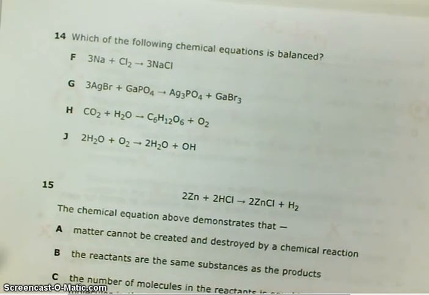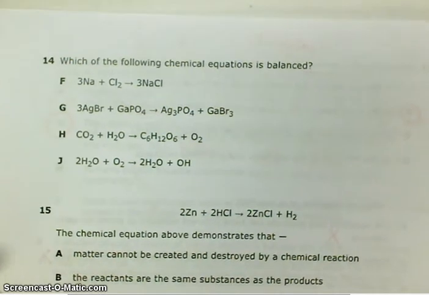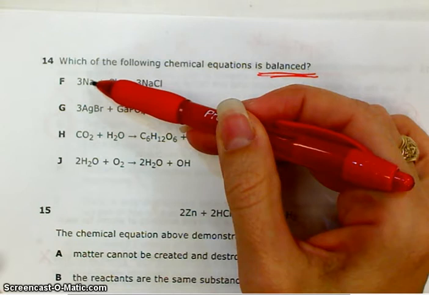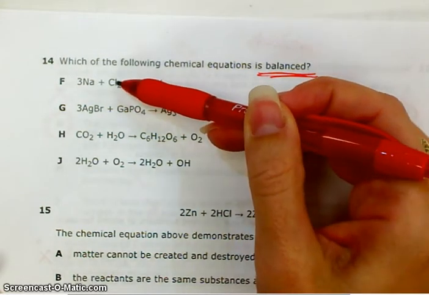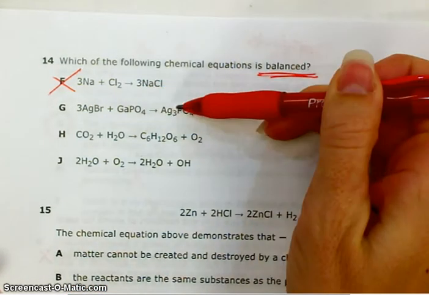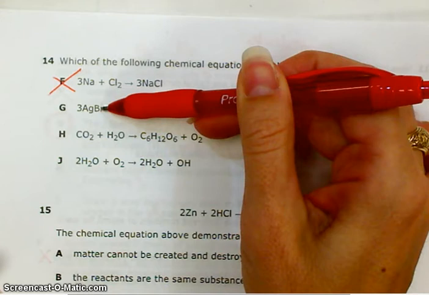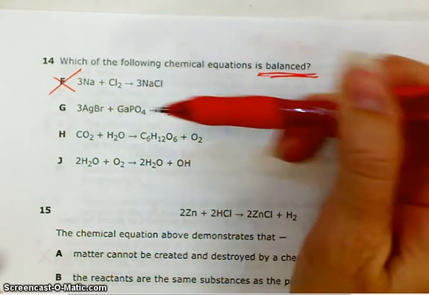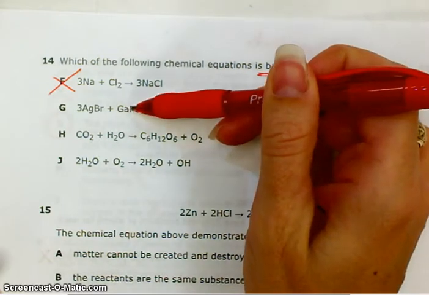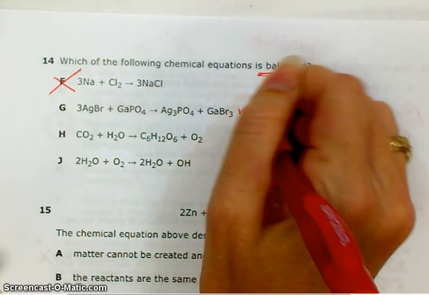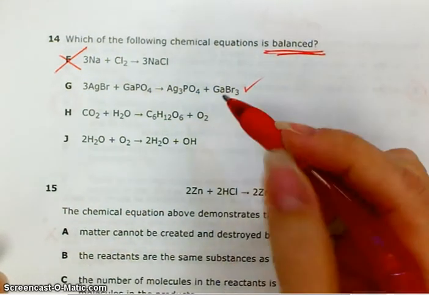Number 14, which of the following chemical equations is balanced? Follows the law of conservation of mass. 3 sodiums, 3 sodiums. 2 chlorines, but 1 times 3, 3 chlorines over here, so it's not F. 3 silvers, 3 silvers. 3 times 1, 3 bromines, 3 bromines. 1 gallium, 1 gallium. 1 phosphorus, 1 phosphorus, 4 oxygen, 4 oxygen. Okay, so I don't see any problem with that one so far. Let's look at the other ones.